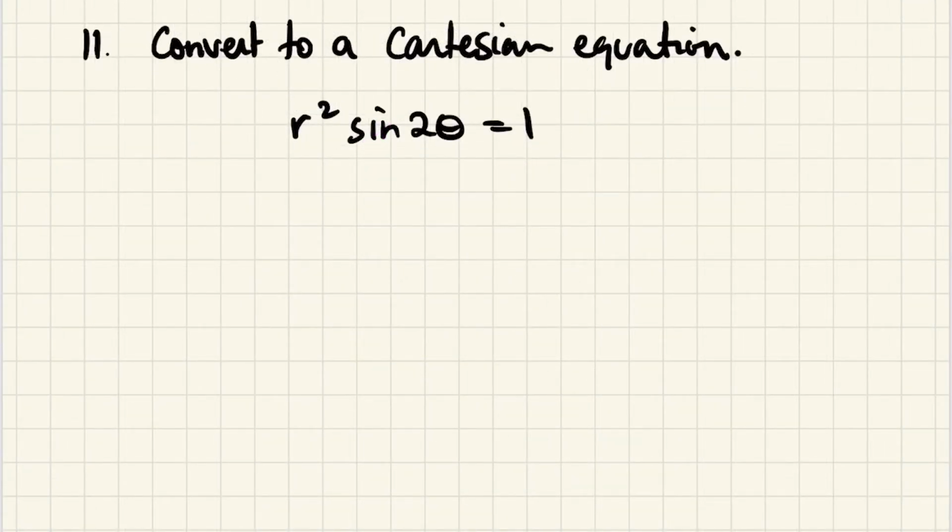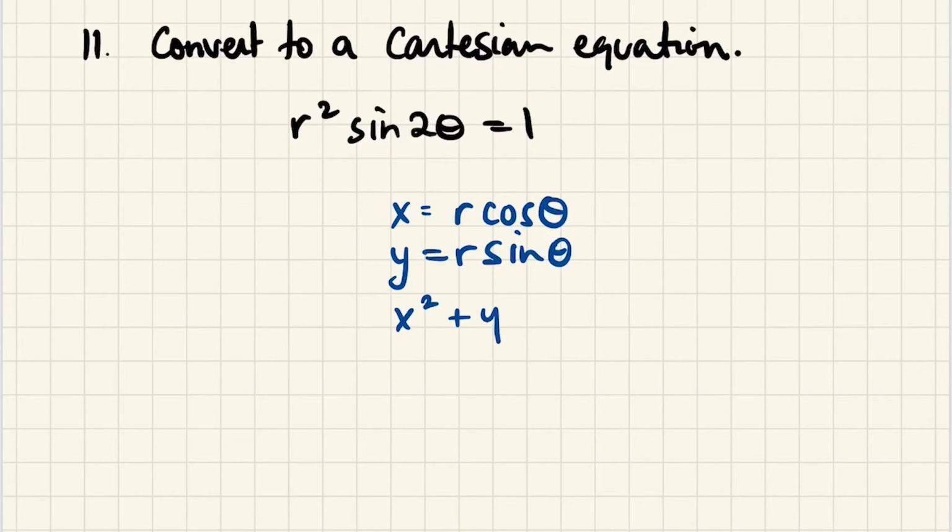When we're converting from a polar equation to a Cartesian equation, it usually means we're going to use something like this: x is equal to r cosine theta, and y is equal to r sine theta. However, we do have an r squared, and we know that x squared plus y squared is equal to r squared. So that may be helpful. We could, for instance, start by replacing r squared with x squared plus y squared, and then figure out what we're going to do with sine of 2 theta.